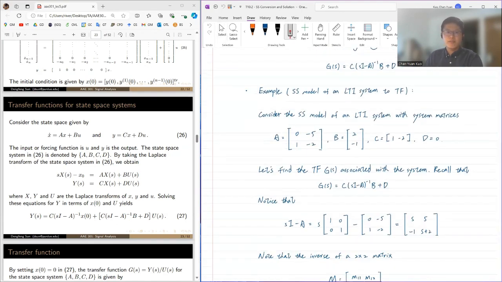Now let's practice what we've learned with an example. In this example, we derive the transfer function of a system described by the state space model with the system matrices A, B, C, D shown here. Recall that the transfer function G of s is equal to C times the inverse of sI minus A times B plus D. Here, sI minus A is equal to the matrix of s, 5, -1, and s plus 2.